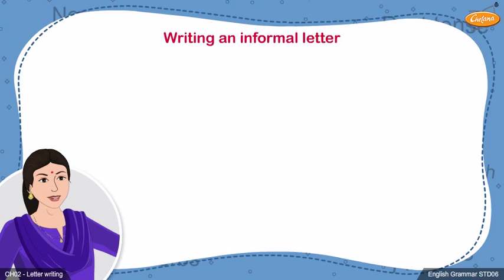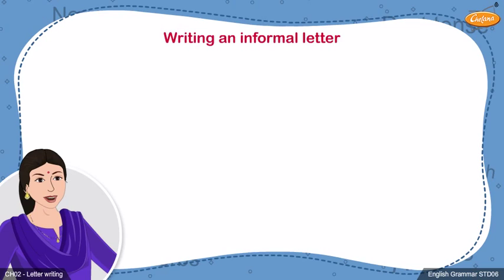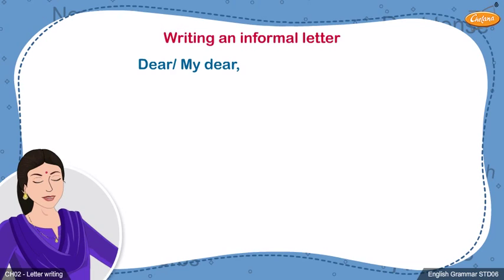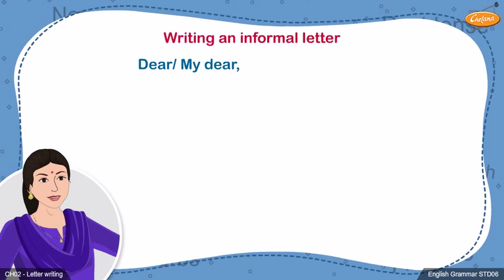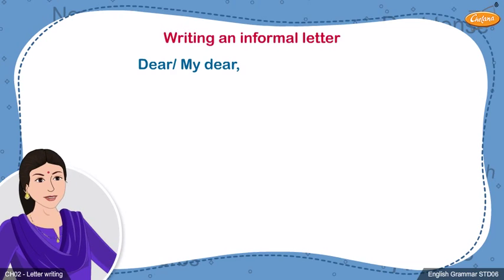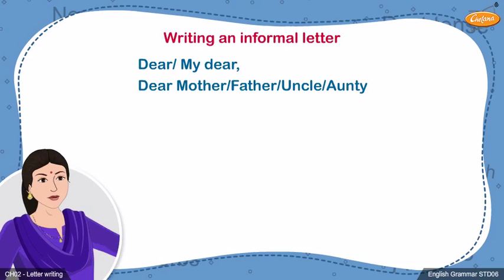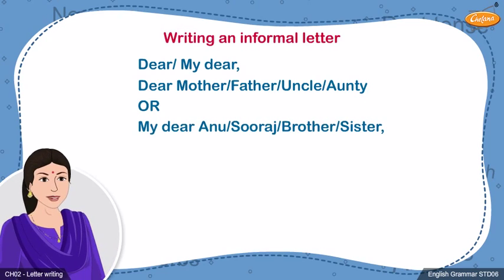As I told you, informal letters are written to family, relatives, and friends. Once you write the address and date, you must write either Dear or My Dear, followed by the name or relationship, depending on what kind of relationship the sender and the receiver share. For example, if you're writing to your family members, then you could write Dear Mother or Father or Uncle or Auntie, My dear Anu or Suraj or brother or sister, etc.